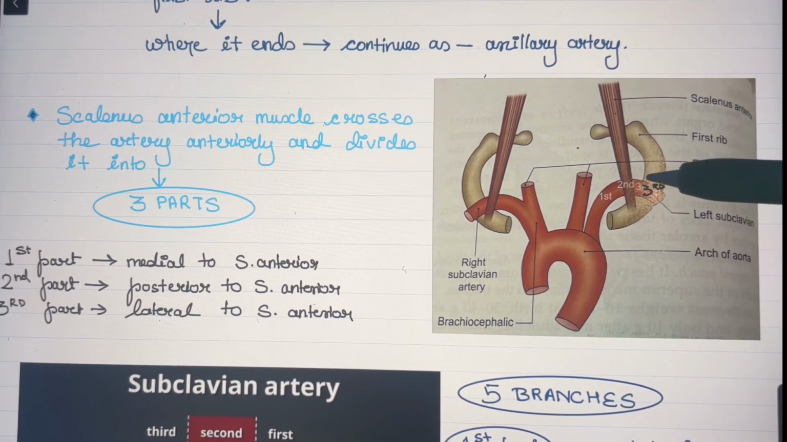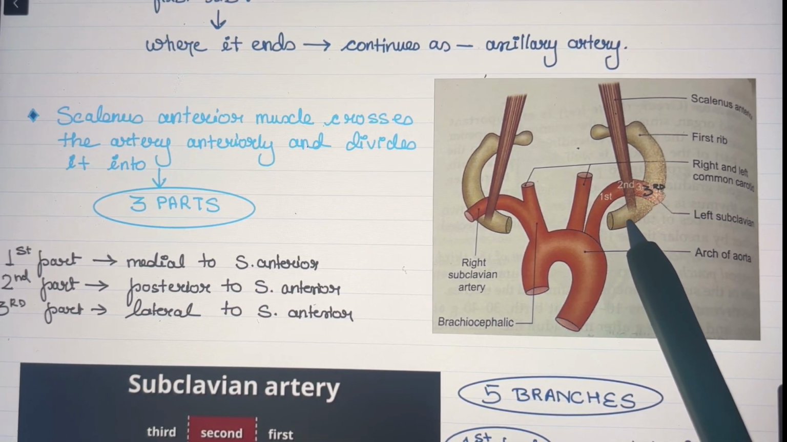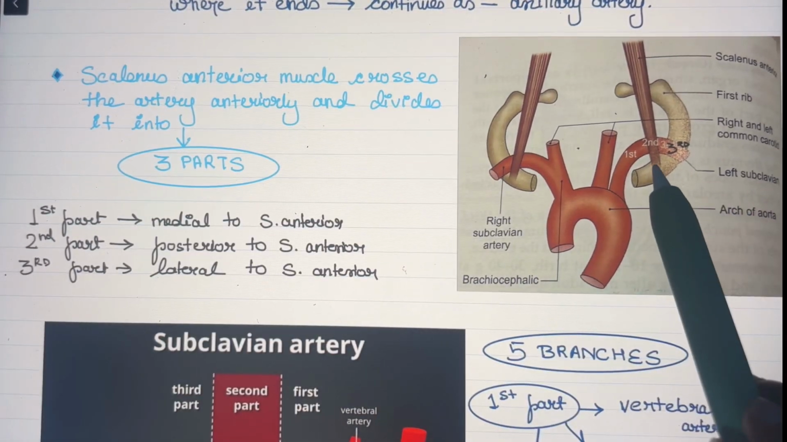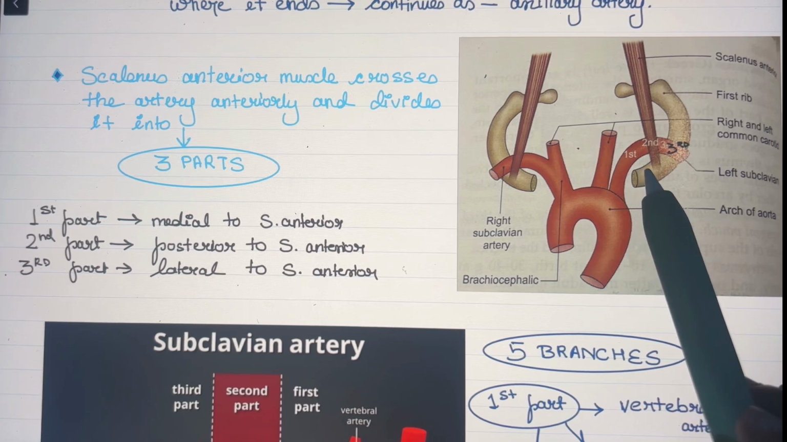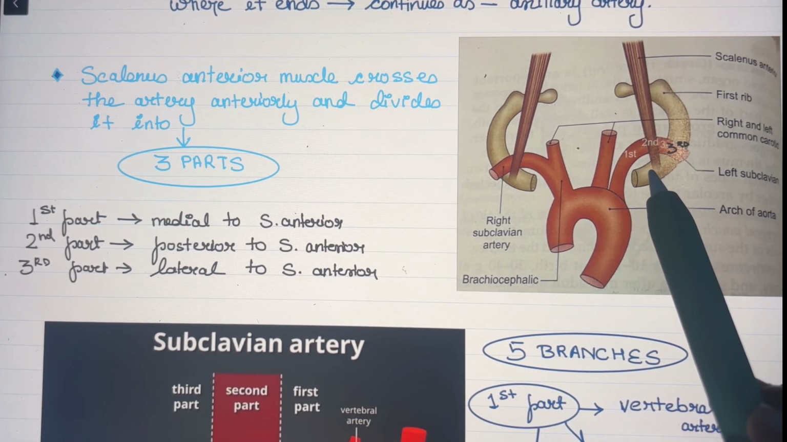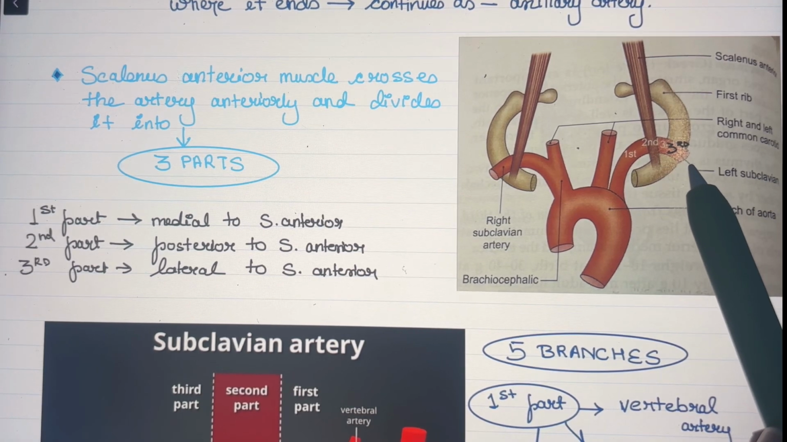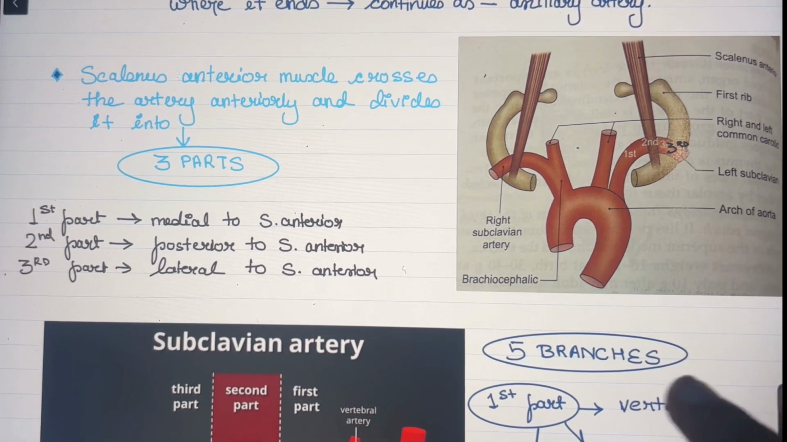Here we can see this is the scalenus anterior muscle, and it is dividing the subclavian artery into first part, second part and the third part. So the first part is medial to the scalenus anterior. Second part is posterior to the scalenus anterior, and the third part is lateral to the scalenus anterior.